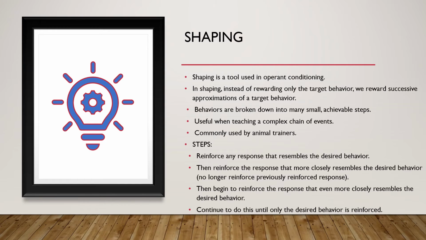We also have a concept called shaping, and this is a tool that's used in operant conditioning. And this is where instead of rewarding only the target behavior, you reward successive approximations of the target behavior. So think about complex behaviors. Let's start with animals. I can remember not long ago seeing a video of a dog that had learned to ride a bike. Now, I seriously doubt that the dog learned to ride a bike just one day and suddenly got on a bike and knew how to do it.